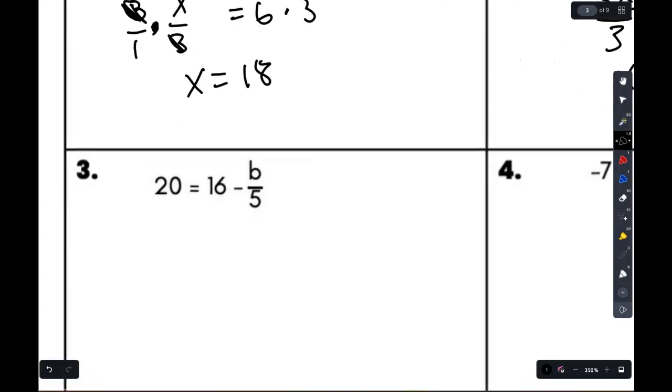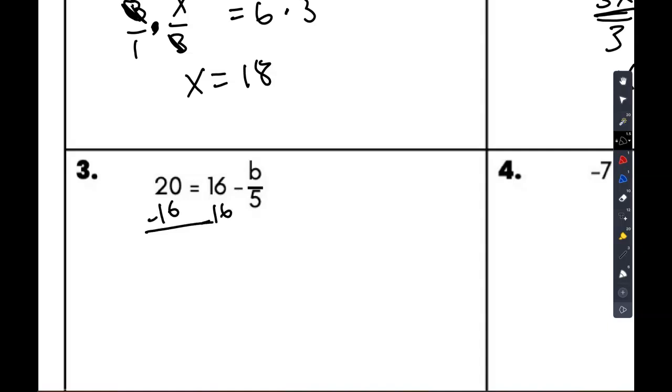So I'm going to zoom in here. We're going to subtract 16 on both sides. 20 minus 16 is 4. Alright. We're going to have 4 is equal to negative b over 5. Keep that minus in there. Don't let that drop off.